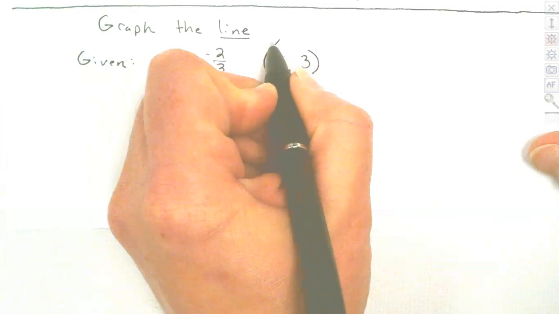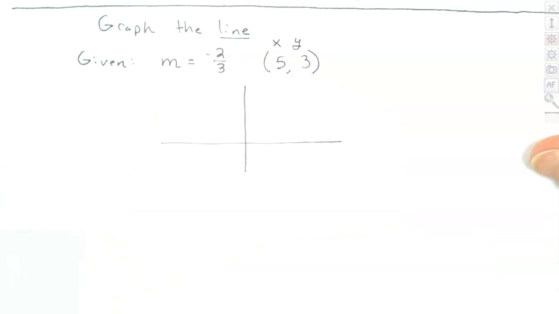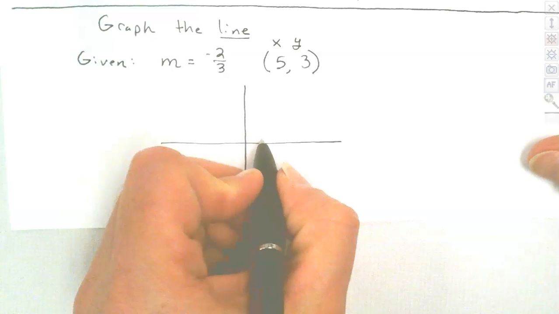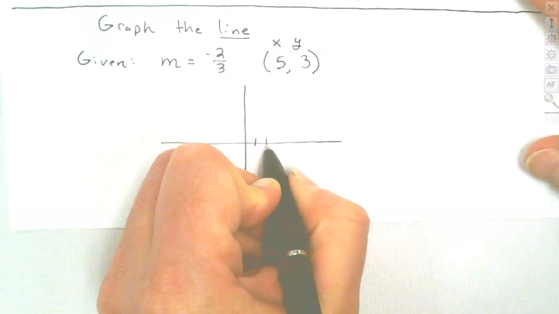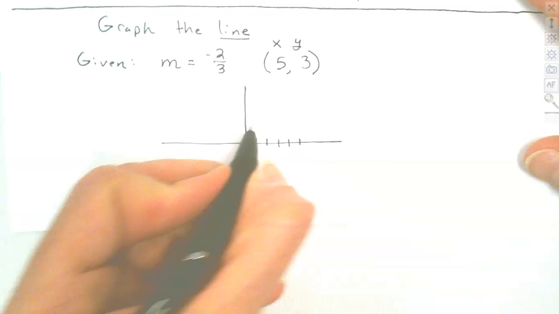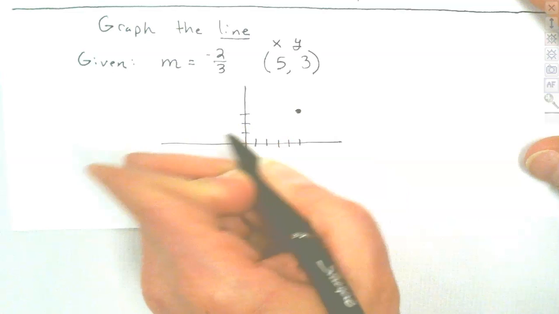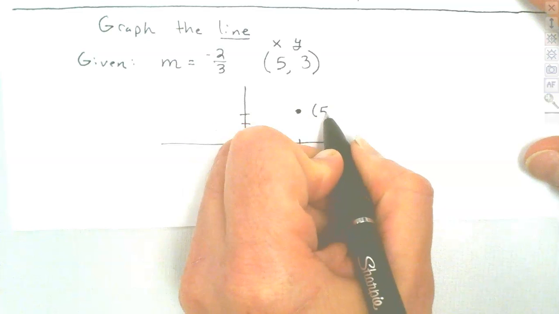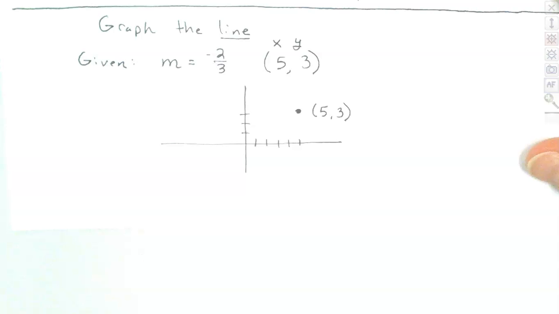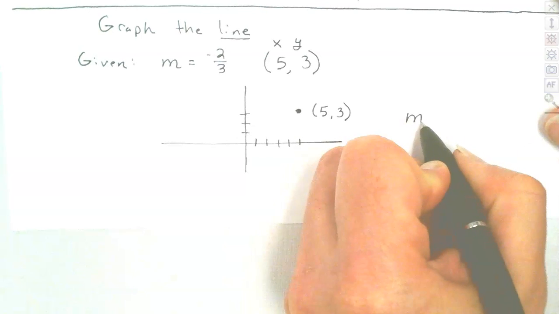Students sometimes get this confused. X is the first component, Y is the second. So 5, 3 would be over 5 units, and then up 3 units. Make sure you don't get the X and the Y mixed up. So there's 5, 3.